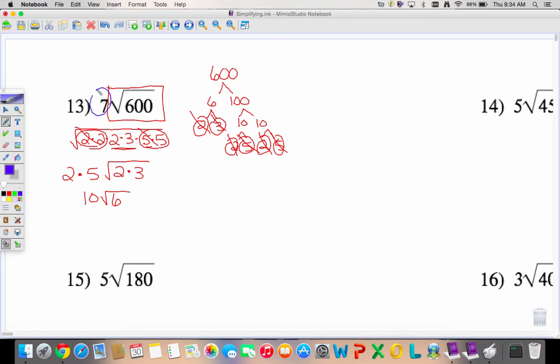You're not done, because remember, this is just the square root part. So now what we have to do is focus on the outside. We got to focus on the 7. If you were to read this, it would say 7 times the square root of 600. Well, we already reduced that. So I'm just going to bring the 7 right down here, put it on the outside, and write 7 times whatever we got when that reduced. Okay, well, 7 times 10 is 70. And then we just have the square root of 6 left over. So your answer here is 70 square roots of 6.